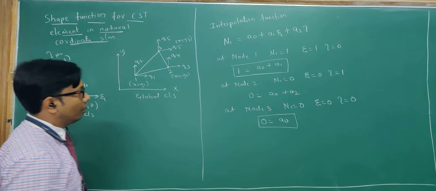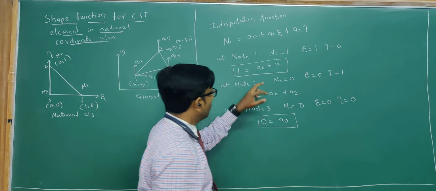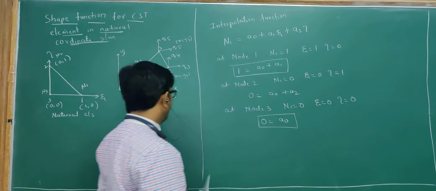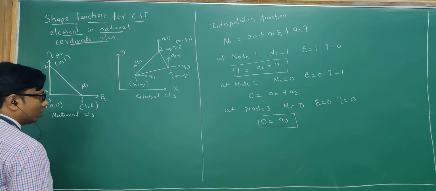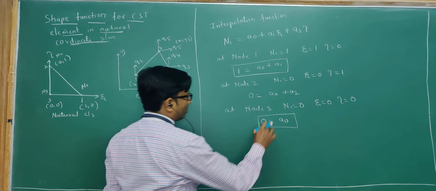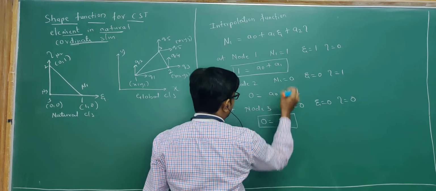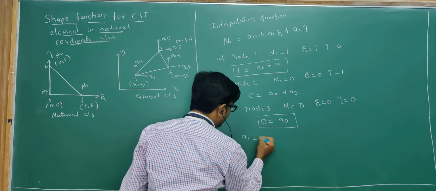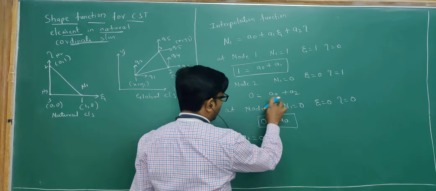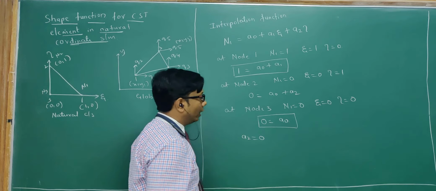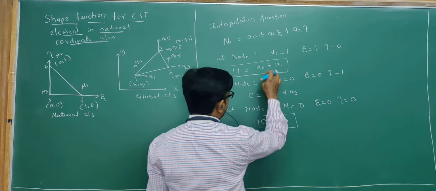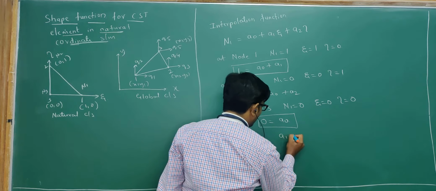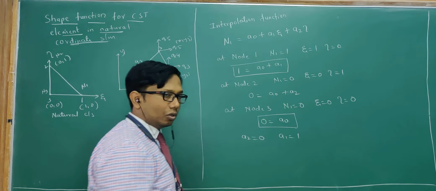Now we will try to find out the values of a1 and a2. It is simple. From these 2 equations, a0 is 0, which means that a2 will be 0. We just substitute a0 as 0, and we get a2 is equal to 0. If I substitute a0 is equal to 0 in the first equation, I will get a1 is equal to 1.